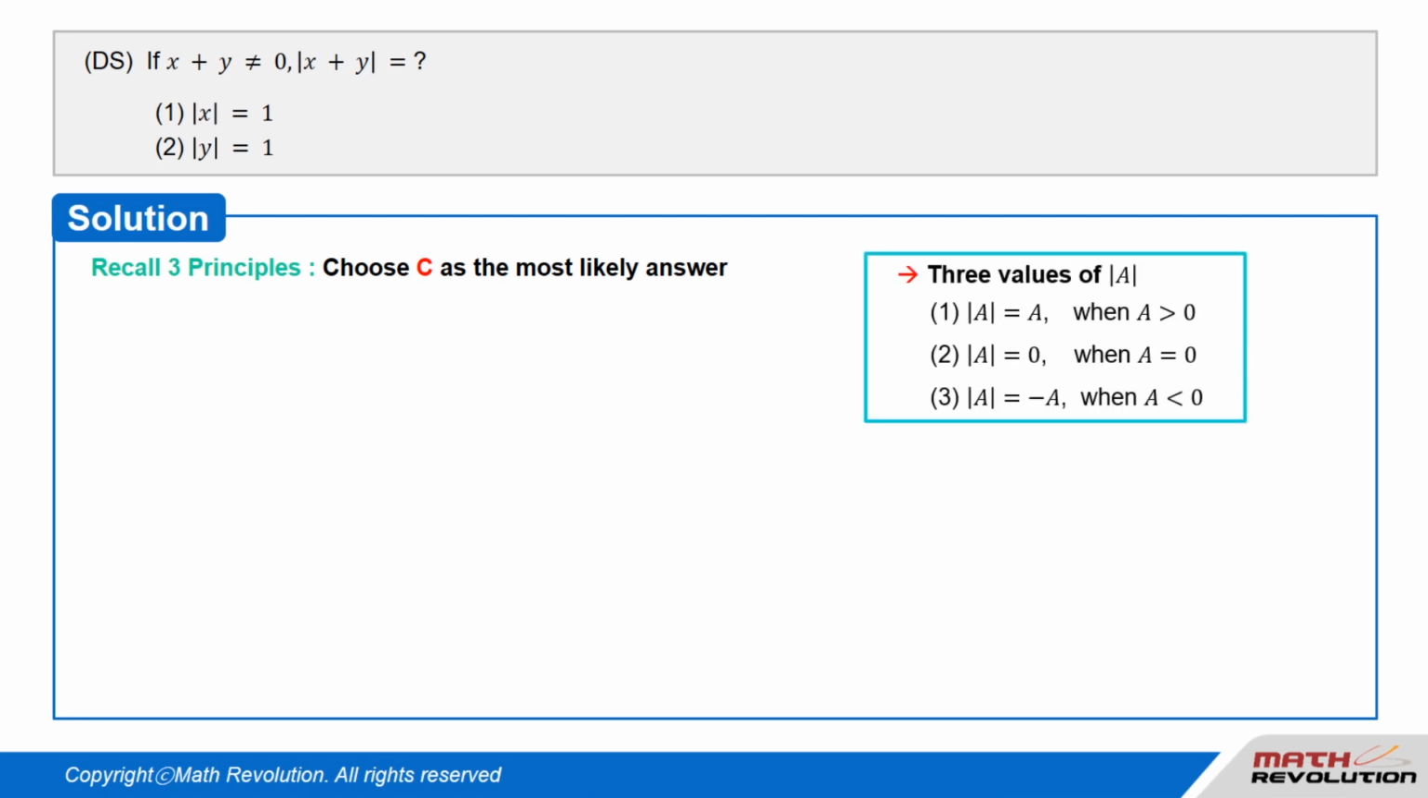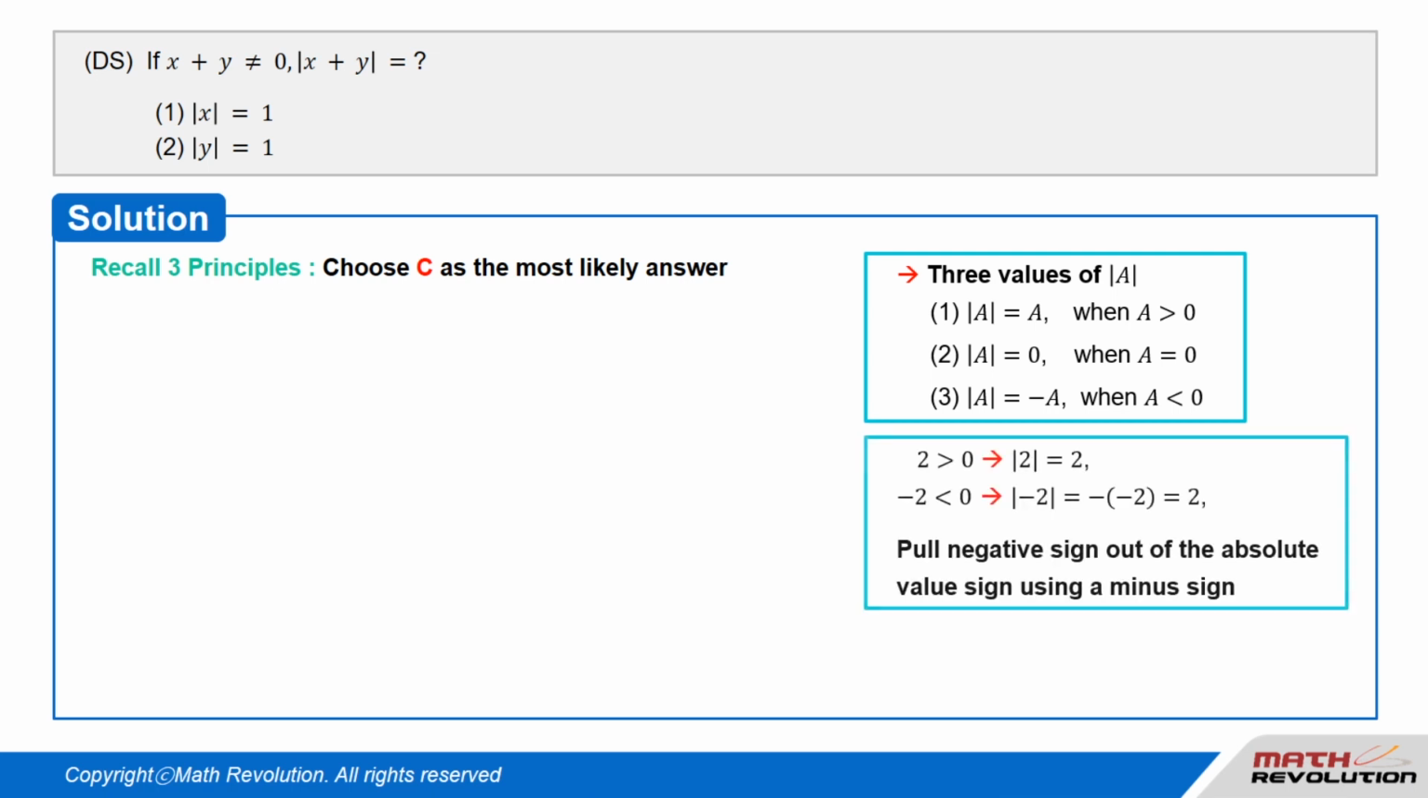Now, modulus A can take three values. Modulus A equals A when A is greater than 0. Modulus A equals 0 when A equals 0. Modulus A equals negative A when A is less than 0. Hence, modulus 2 equals 2 as 2 is greater than 0. Modulus negative 2 equals negative of negative 2 equals 2, as negative 2 is less than 0, and we pull negative signs out of the absolute value sign using a minus sign.